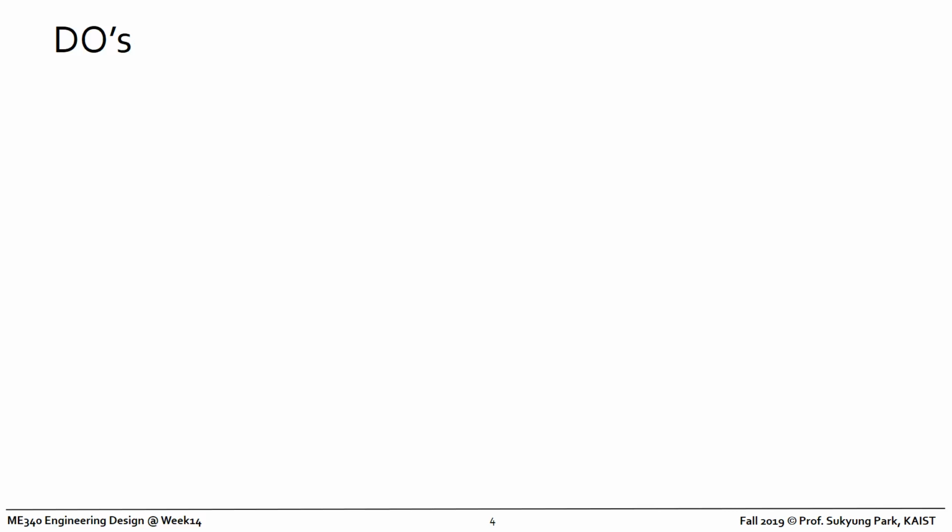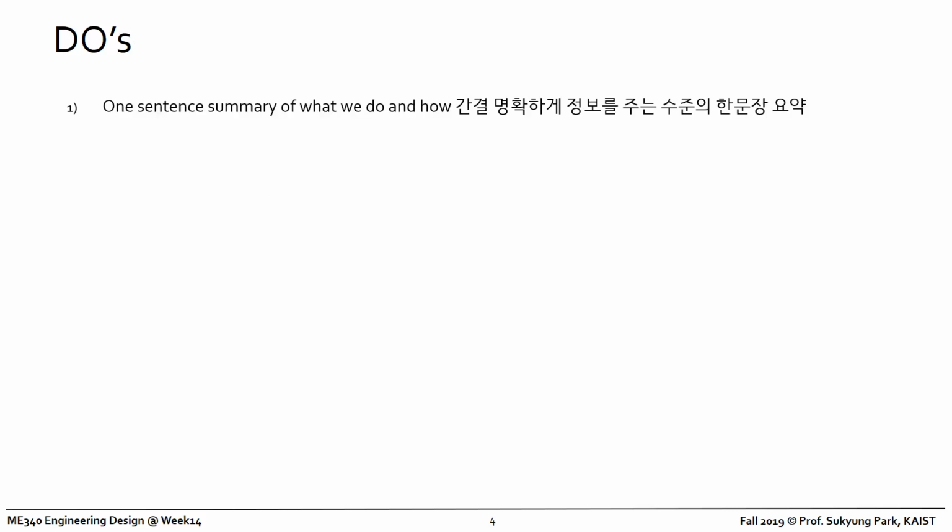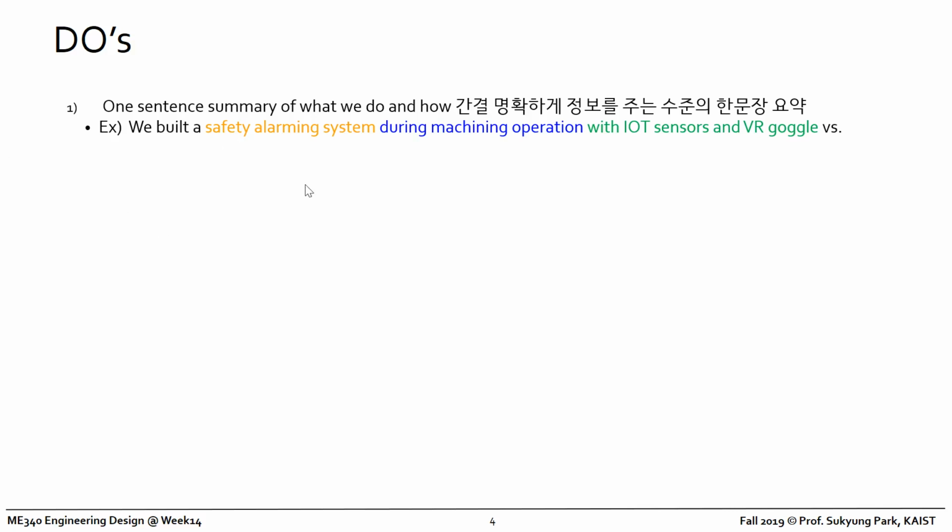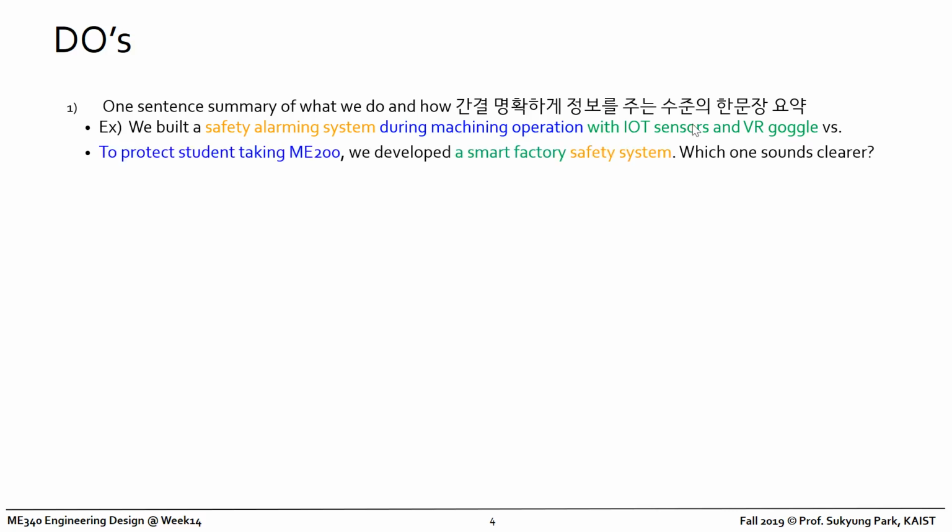What should we do? The very first thing I would recommend is to make a 1-sentence summary of what you have done, why you did it, and how you did it. I'm going to give you 2 examples. The first sentence is, we built a safety alarming system during machining preparation with IoT sensors and VR goggles. And then you know why they did it: to alarm the danger. For what? For the machining process. And how? Using IoT sensors and VR goggles.